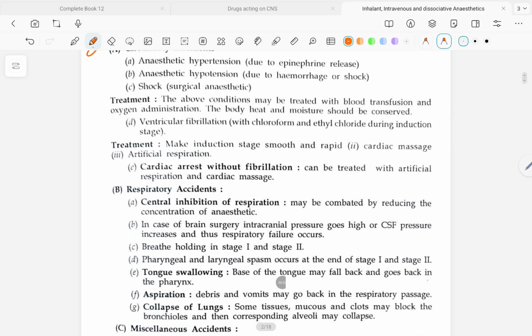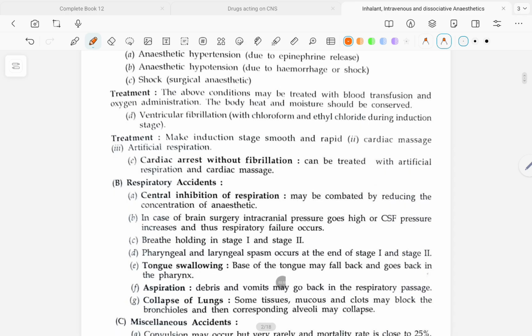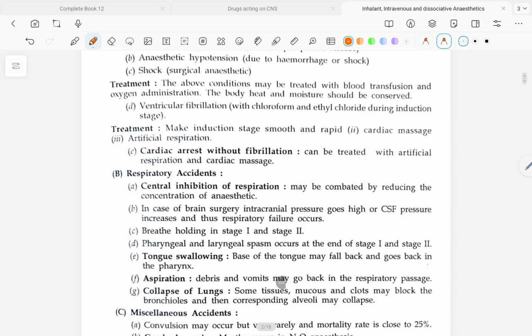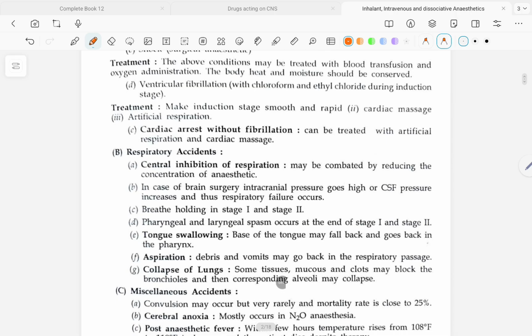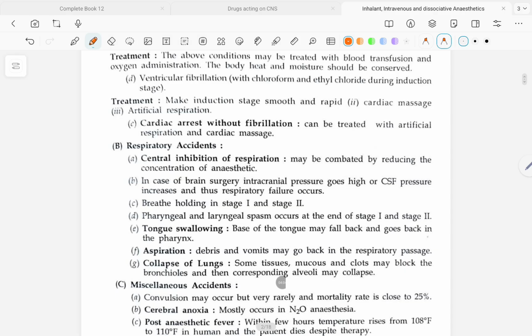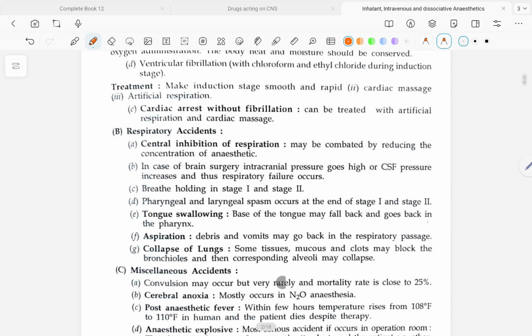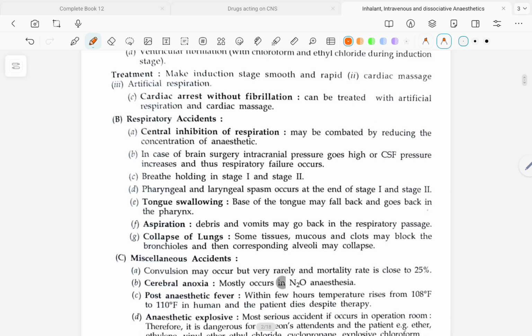Ventricular fibrillation with chloroform and ethyl chloride during the induction stage. Treatment: make the induction stage smooth and rapid. Cardiac massage, artificial respiration. Cardiac arrest without fibrillation can be treated with artificial respiration and cardiac massage.